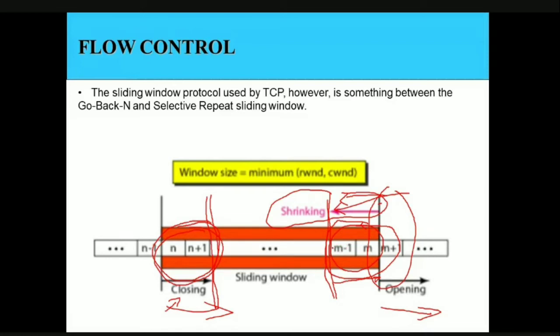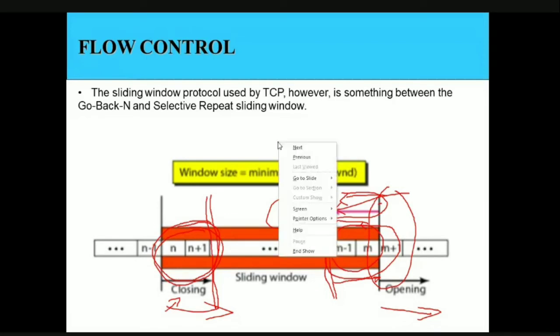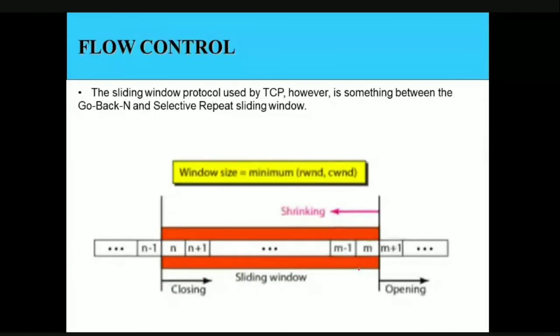Okay, now the next thing we have to discuss is, the size of the window at one end is determined by taking the minimum value of two values. See, this is RWND, this is CWND. RWND means receiver window size, CWND means congestion window size.